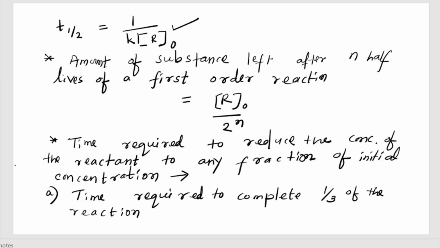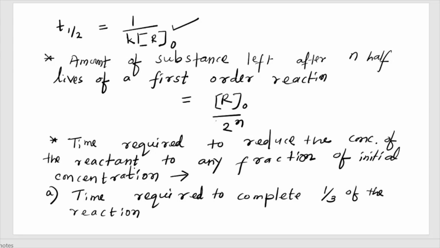For first order, if there are n half life periods, what is the amount of substance left after n half lives? See, this is the formula you should remember: R0 divided by 2 to the power n. Again remember R0 molar concentration, that means the initial concentration of the reactant, divided by 2 to the power n. What is n? n is the number of half lives. If you put this value, you get the amount of substance left.